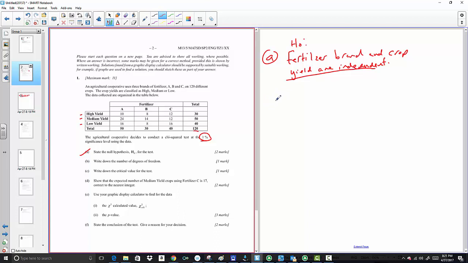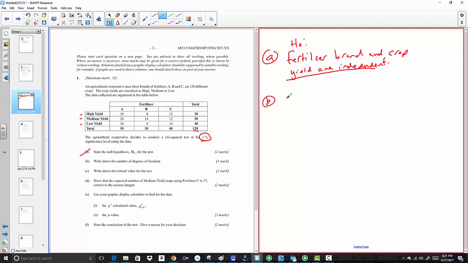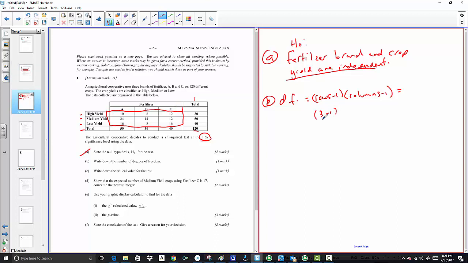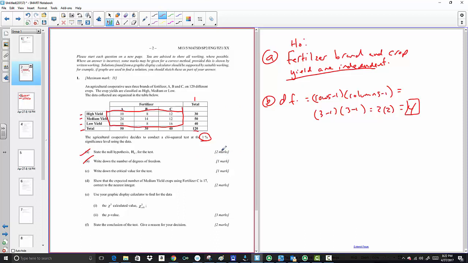Write down the number of degrees of freedom. That's very simple, okay? Degrees of freedom is rows minus 1 times columns minus 1, okay? So keep in mind that the totals don't count as a row or as a column. We only look at this part right here. This is the only part that we're concerned about for our contingency table. So it looks like we have 3 rows and 3 columns, so it's going to be 3 minus 1 times 3 minus 1, which is 2 times 2, which is 4. So the degrees of freedom is 4. That's that answer right there, okay? Put that on your answer document. That's an easy mark. So you've got 3 marks so far.